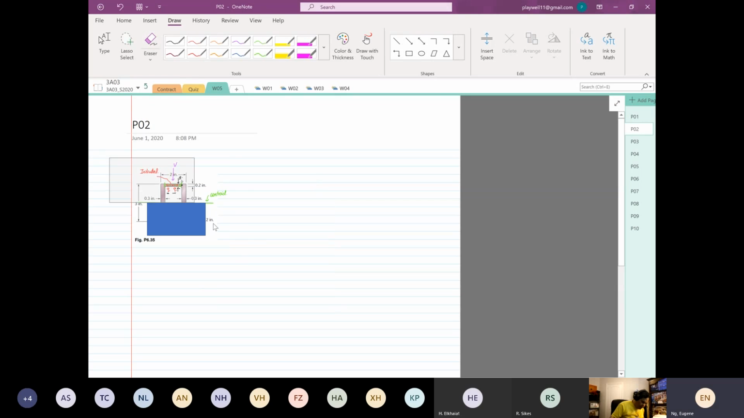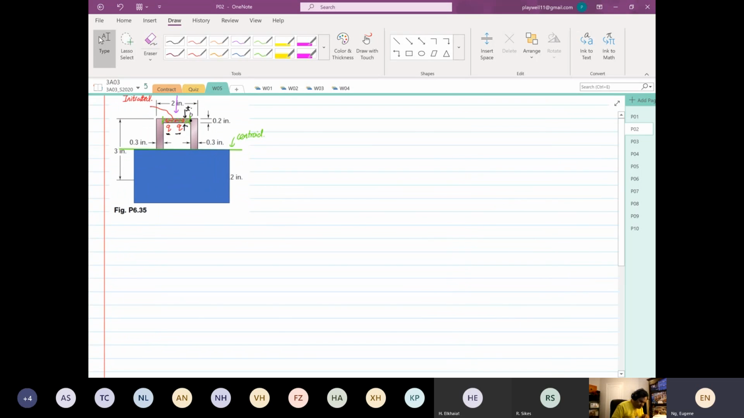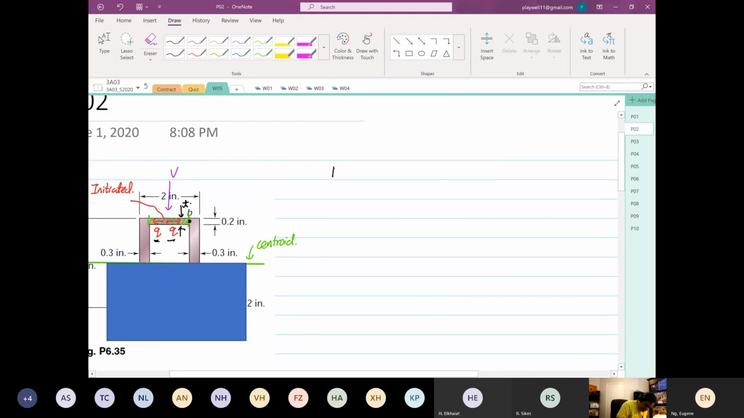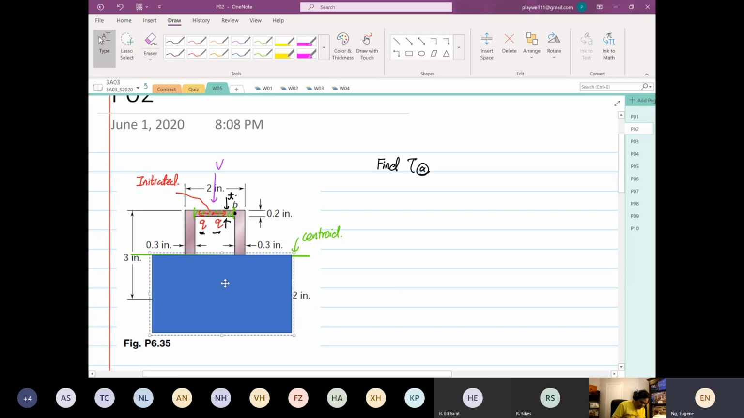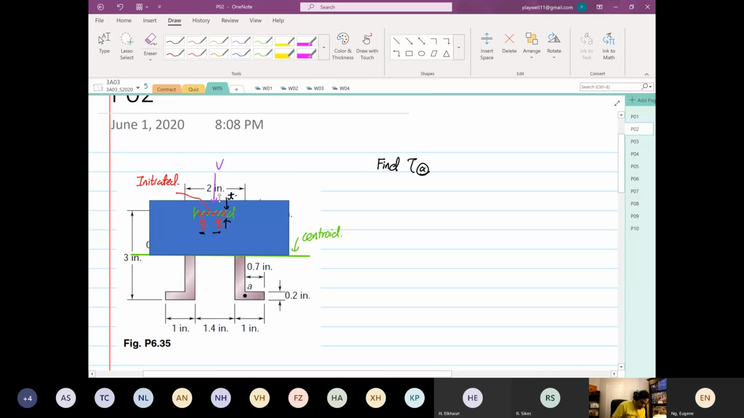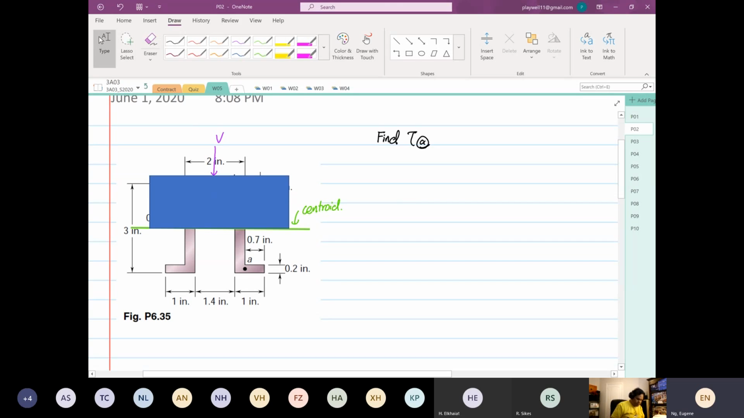Now we are going to find the shear stress ratio at point A. Okay, so at point A, now I cover the top. I will get rid of this. So that's point A now. Okay, and I'm going to draw the shear flow direction.